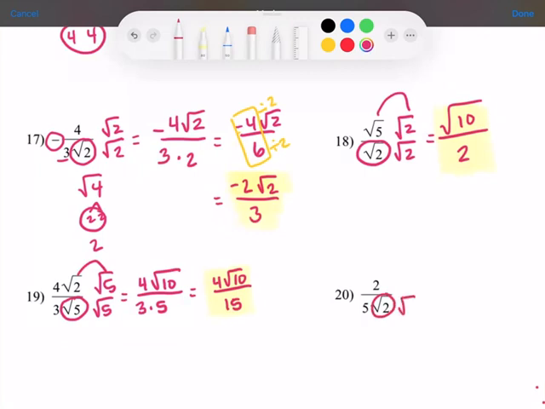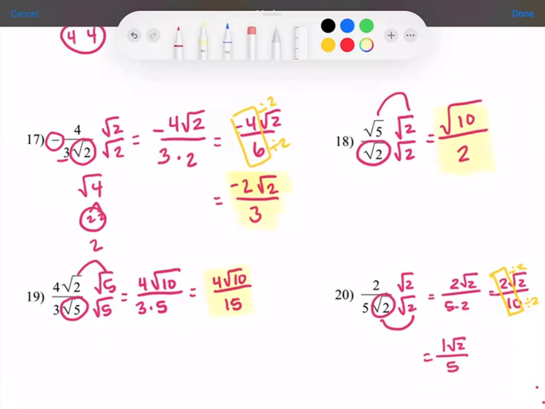Finally, on number 20, I have 2 divided by 5 square root of 2. Once again, there's nothing I can do to simplify, but I do need to get rid of this radical. I'm going to multiply the top and bottom by square root of 2. On top, I get 2 square root of 2. And on bottom, I multiply these radicands together. I get 5 times 2. So on top, I have 2 square root of 2, and on the bottom, I have 10. I can simplify these coefficients. 2 over 10, they're both divisible by 2. So I get 1 square root of 2, or just square root of 2, over 5.